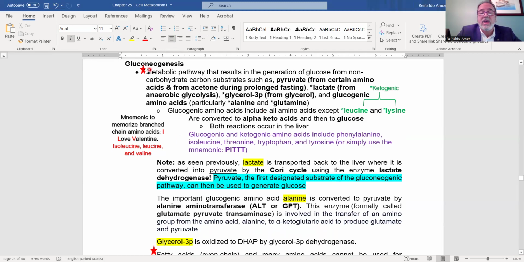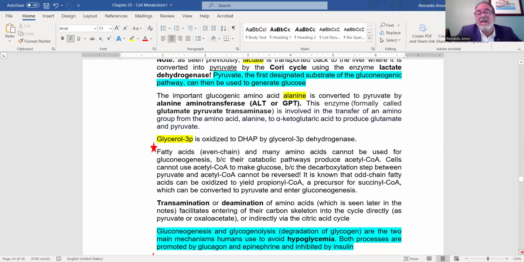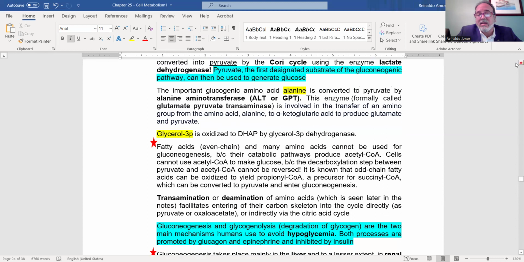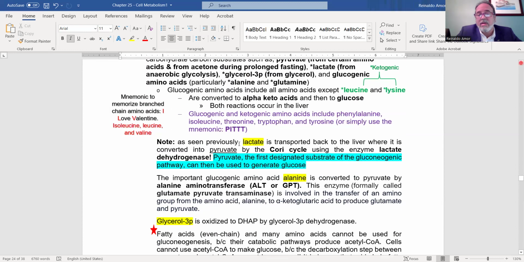I want you to know that gluconeogenesis is making glucose from other sources that are not glucose, okay? And this usually takes place when you're fasting. When you don't have glucose available, you have to make it from other sources. And that's what that is. Gluconeogenesis is making glucose from other non-carbohydrate substrates. The most common is lactate. Lactate is the most common non-carbohydrate source.